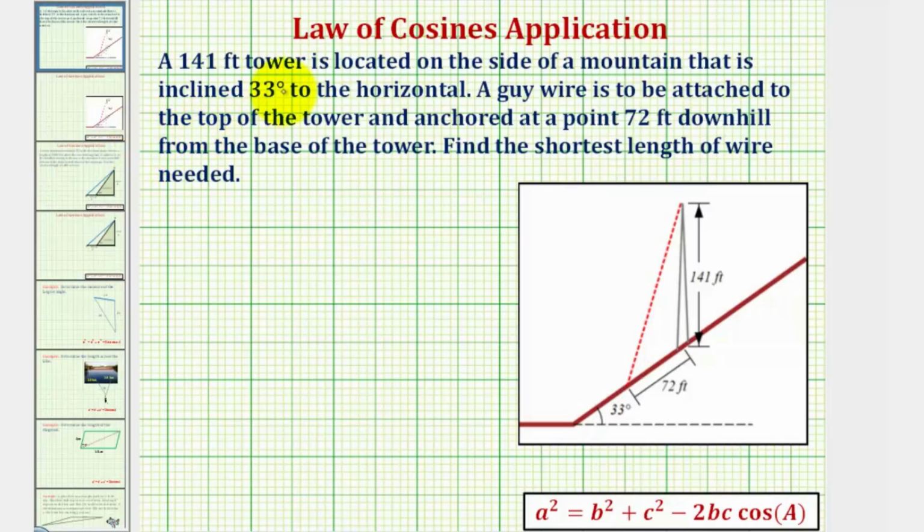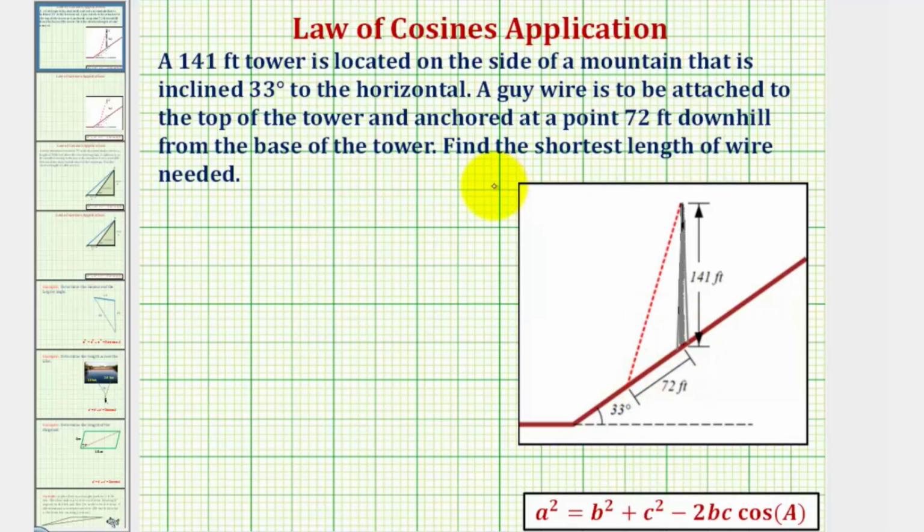A 141-foot tower is located on the side of a mountain that is inclined 33 degrees to the horizontal. So looking at the diagram below, here's the tower that is 141 feet tall, and because the mountain is inclined 33 degrees to the horizontal, this angle here measures 33 degrees. A guy wire, which is a support wire, is attached to the top of the tower and anchored at a point 72 feet downhill from the base of the tower. So this red segment here would be the guy wire, and because it's anchored 72 feet downhill from the base of the tower, we know the measure of this length here is 72 feet.